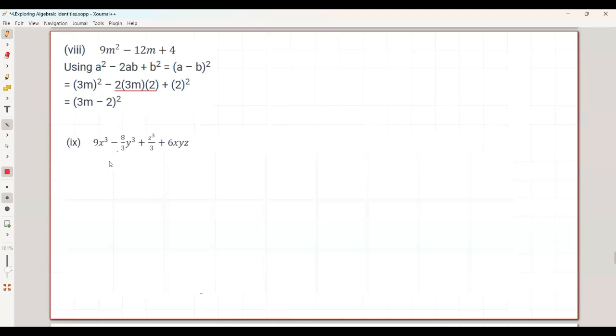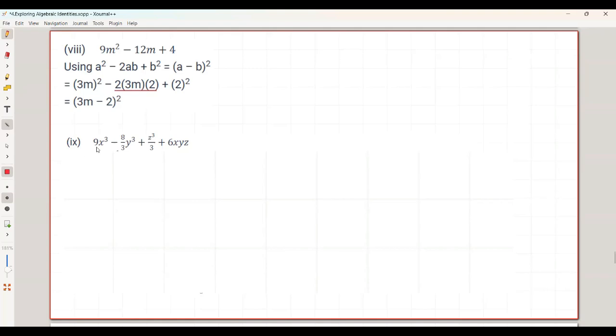6xyz. Now actually we cannot directly apply the formula, right? So here we have the denominator, so we have to ignore the denominator. I'm going to remove the denominator. For removing the denominator, what has to be done? I have to multiply with 3, or just take the 3 outside. Okay, it's better you just take the 3 outside.